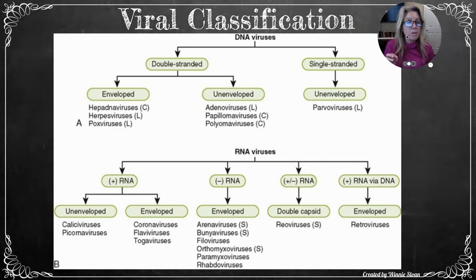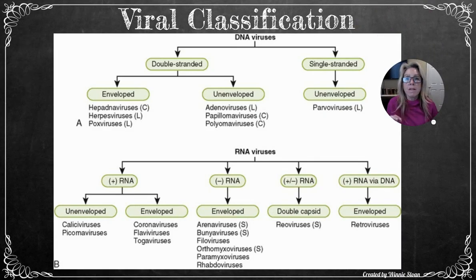This classification shows you whether it's a DNA virus or an RNA virus. Notice how they've broken it up. A double-stranded DNA virus like herpes, and it has an envelope, right? Or a single-stranded DNA virus. Here are all your RNA viruses, whether they're positive, minus, or both.